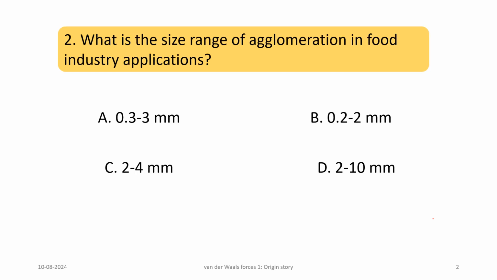Next question. What is the size range of agglomeration in food industry applications? 0.2 to 2 mm. Yes. So this is answer B. 0.2 to 2 millimeter.